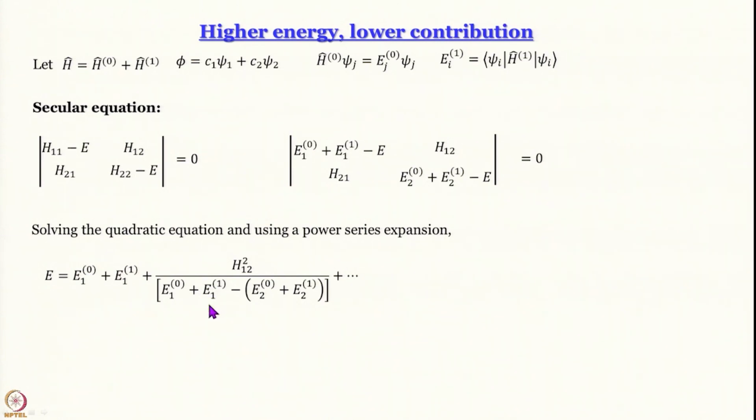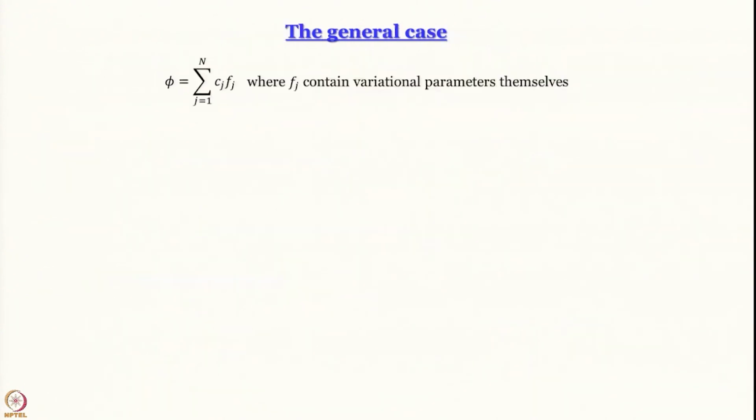For other general solutions, if you work in the regime that the spacing between successive energy levels is sufficiently large, which is a reasonable thing to imagine, then this difference is going to be large. If this is large, then this term will become small because H12 is never very large. So, then approximately you get E equal to E1 0th plus E1 first. So, the higher terms do not even contribute to the ground state energy. Okay. So, that is what we have.